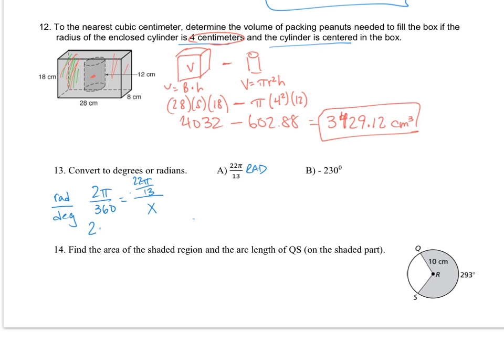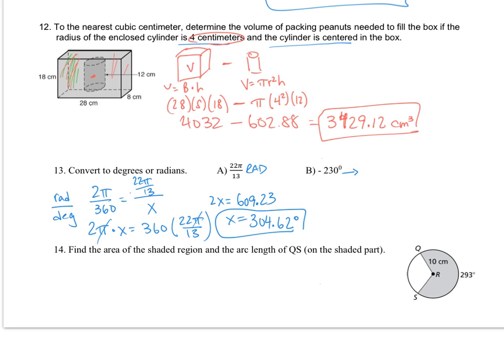Cross multiply. 2 pi times x equals 360 times 22 pi over 13. Right away, we'll notice the pi's will reduce. So we end up with 360 times 22 divided by 13, 2x is going to equal 609.23. Now divide by 2, and you will get 304.62 degrees.